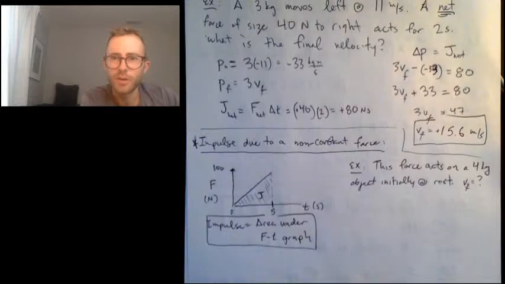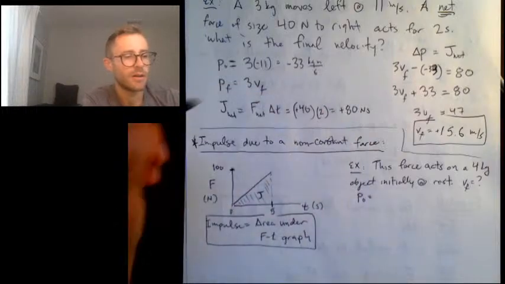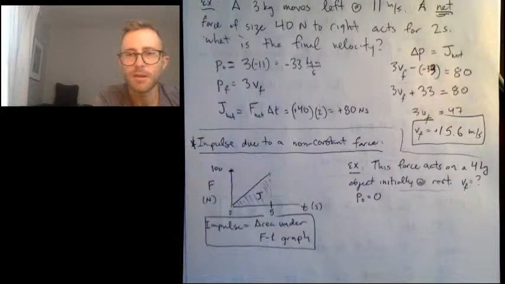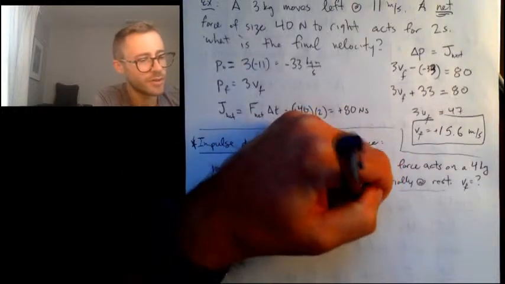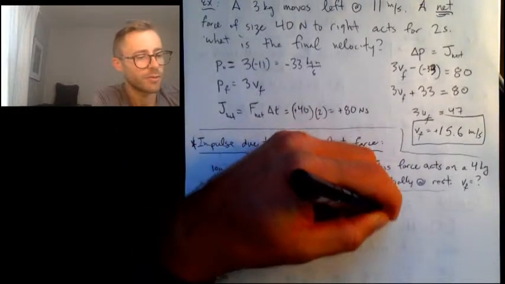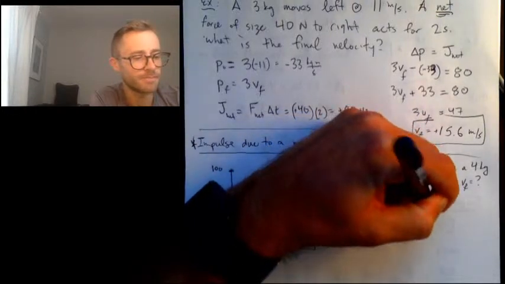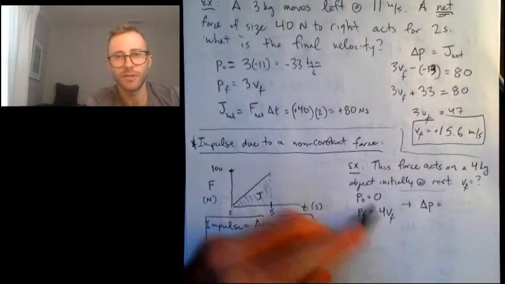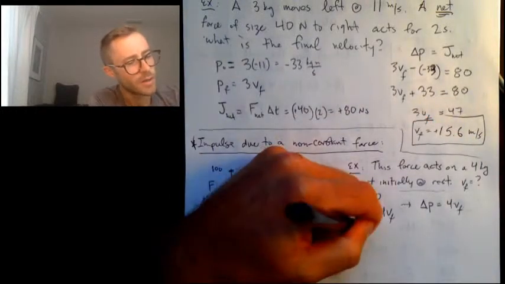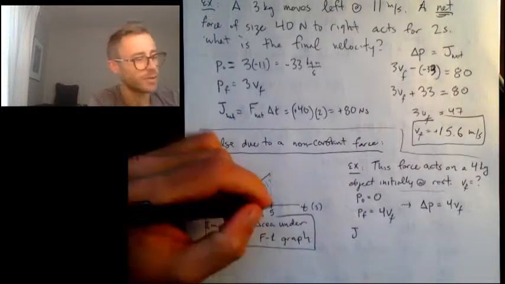Okay, so how are we going to do this? Well, we look at our initial momentum. Because it's initially at rest, the initial momentum is 0. The final momentum is going to be 4 times whatever the final velocity is. So that means that the change in momentum is final minus initial, so it's just going to be 4 v final. The impulse, and by the way, we'll say this is the net force, so this would be the net impulse.